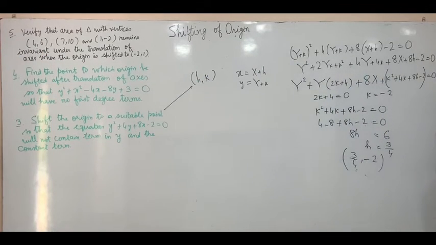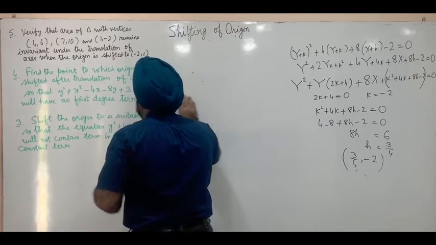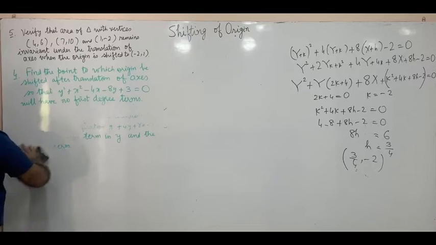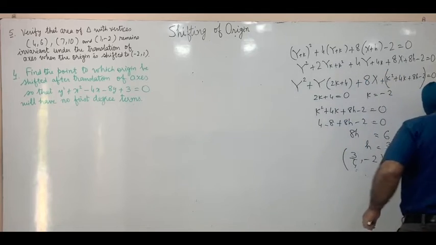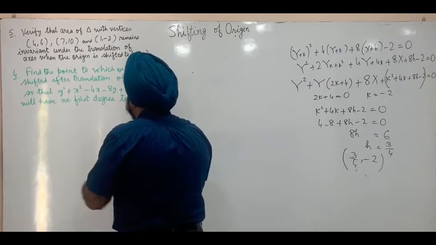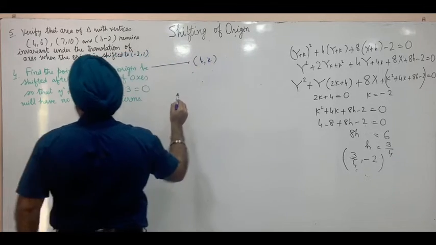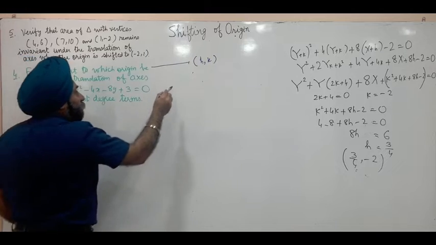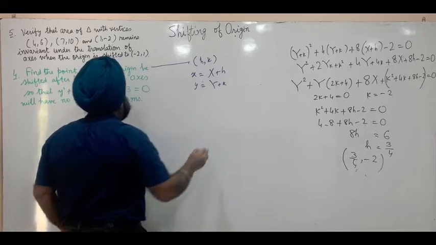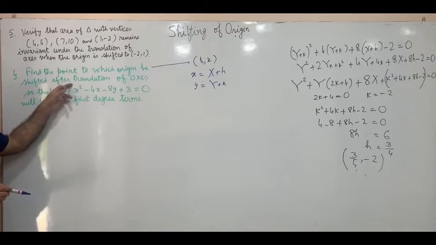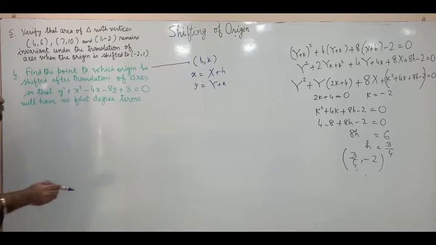Coming to the fourth, we have to find the point to which the origin should be shifted. So let the origin be shifted to point (h, k). We'll have x = X + h, y = Y + k. After translation of axes, this equation will have no first degree terms.